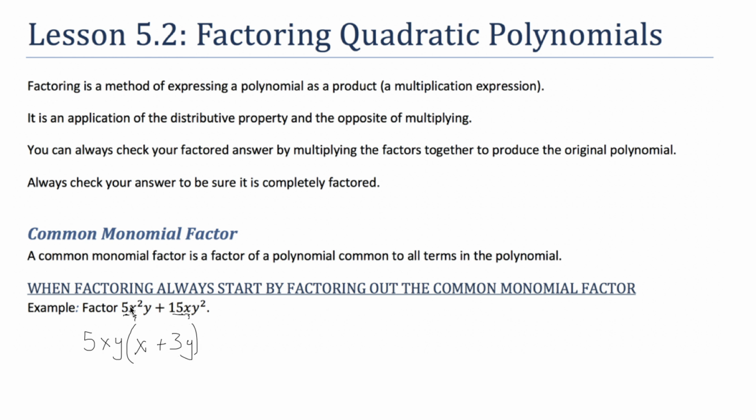Another way you can think through it is you can take 5x squared y and divide it by the common factor, and you'll just be left with x. Take the 15xy squared, divide it by the 5xy, and you're left with 3y. I mentioned before you can always check this by multiplying. So here's the answer that I think it is. We multiply, that's 5x squared y, and then plus 15xy squared, and that does get us back to our original, so this is our answer.